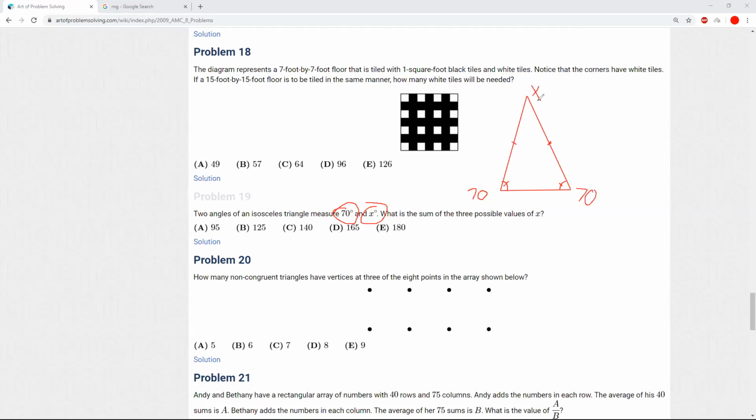So if this was x, we know that the sum of the three angles is 180. So x would be equal to 180 minus 140. So 40 is one of the possible answers. So it's one of the 3. The problem tells us there's 3, so we should try and find 3. Okay, the second possibility.